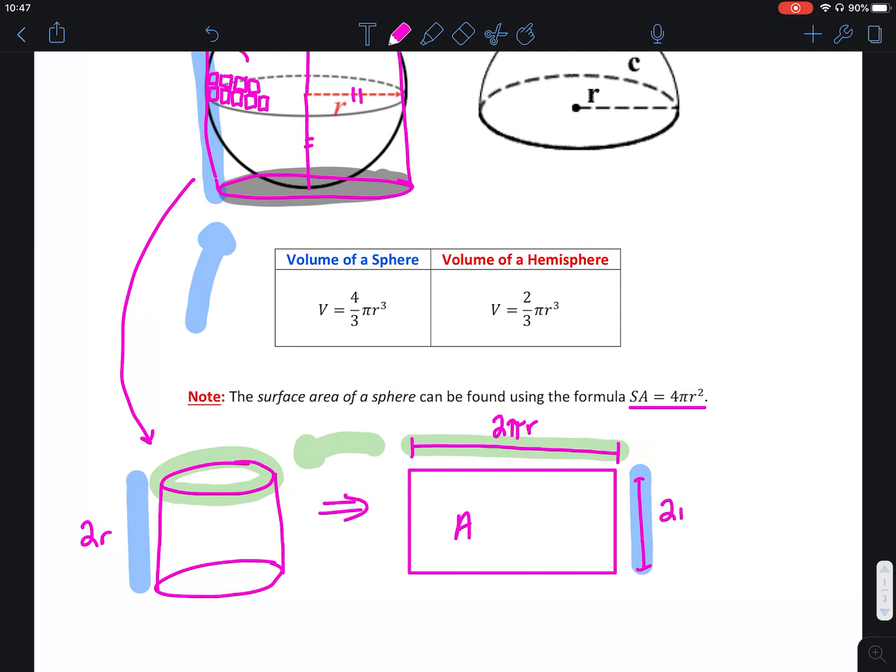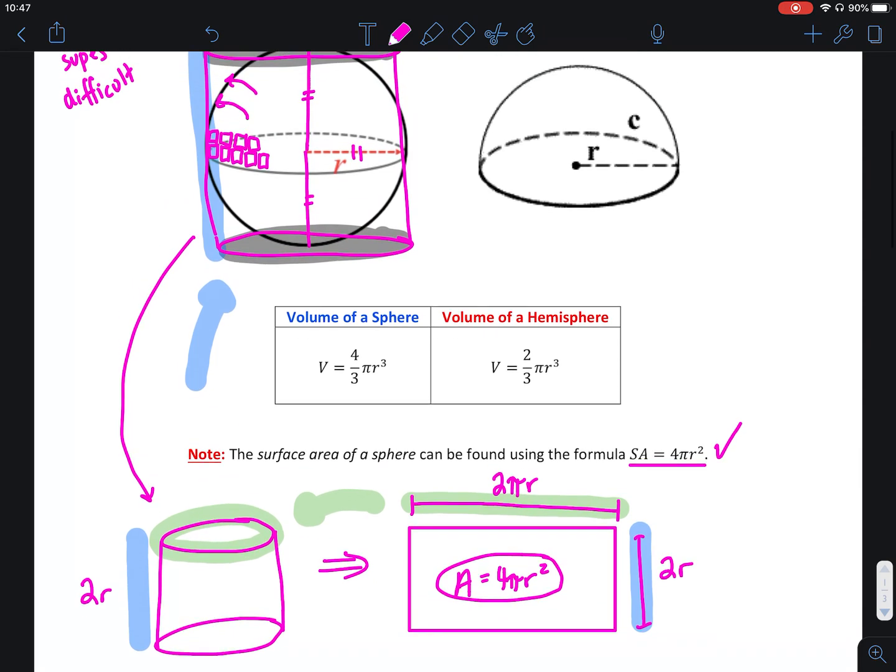So this is going to be 2 radii, which means if we multiply out our rectangle here, we get 4 pi r squared as our area, thus the formula for surface area of a sphere. There are many different ways to explain this, but this I thought was the most easily digestible version.